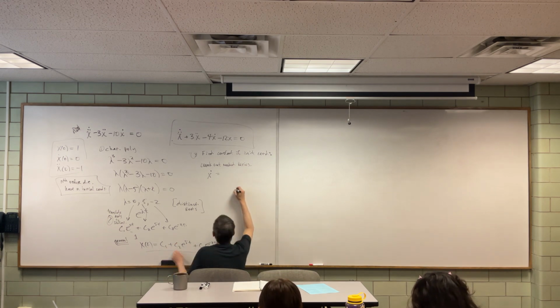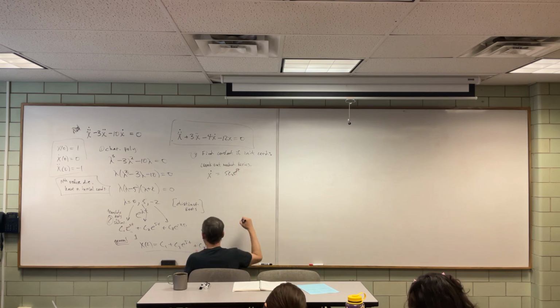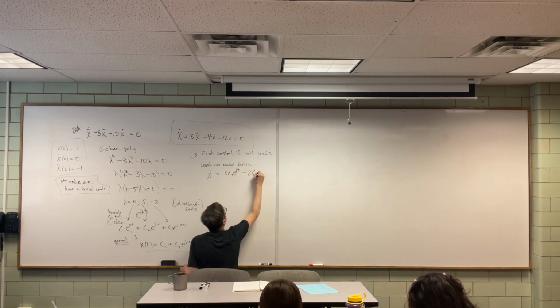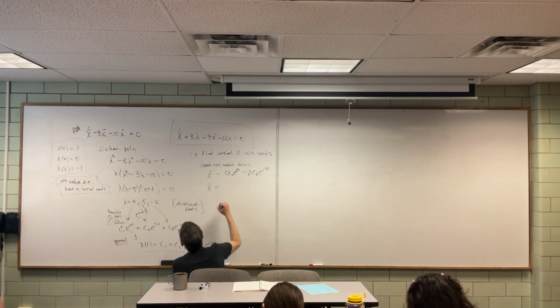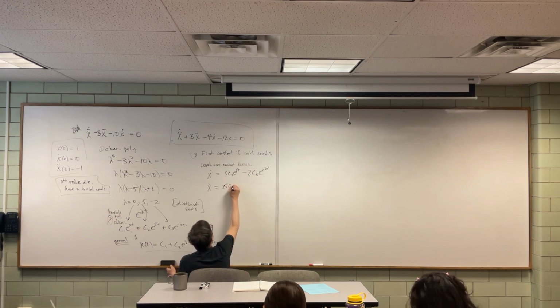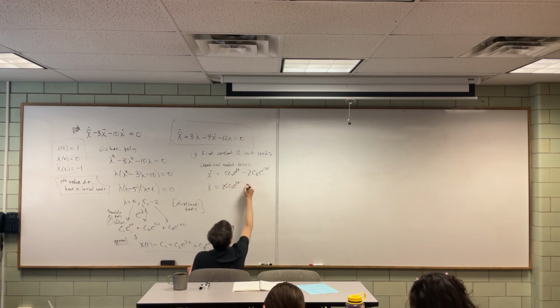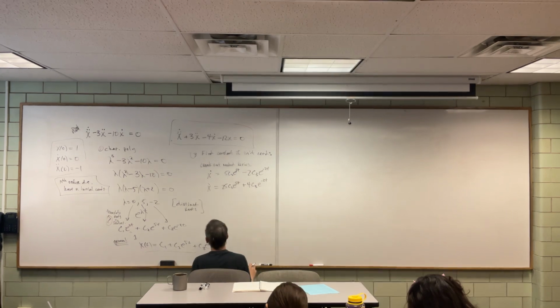But this is going to be 0 plus 5c2 e to the 5t minus 2c3 e to the negative 2t. X double dot is the derivative of that. So that's going to be 25c2 e to the 5t plus 4c3 e to the negative 2t.